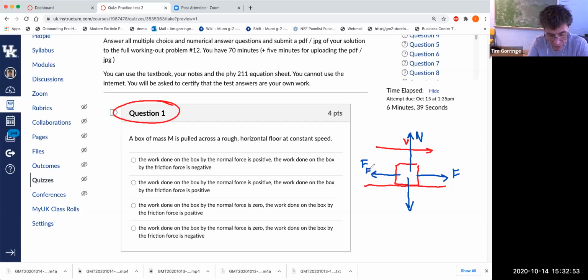And the question asks us really about the work done by the friction force and the work done by the normal force. That's wrong. This should be weight.